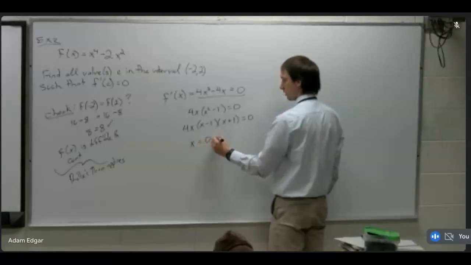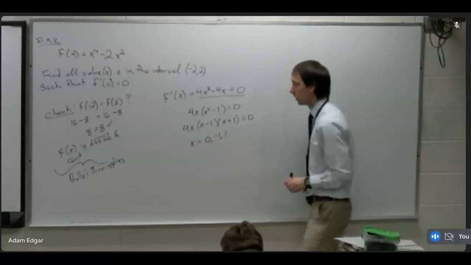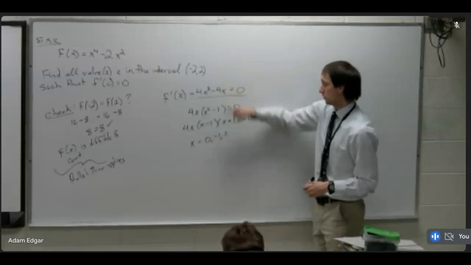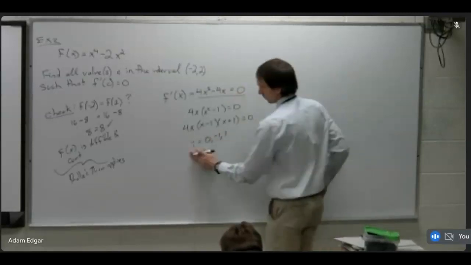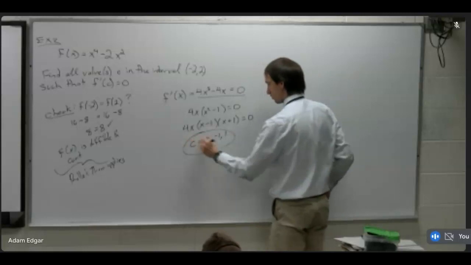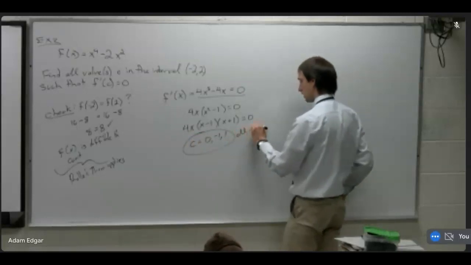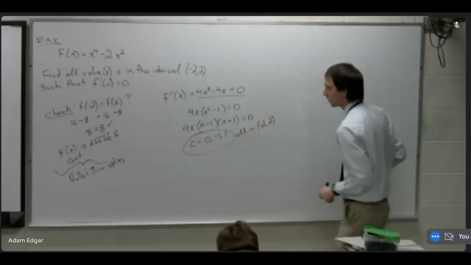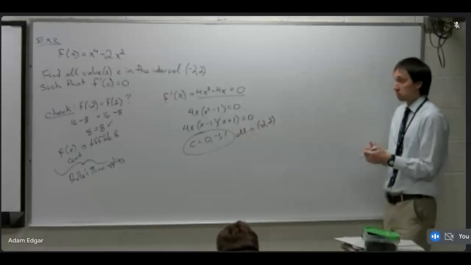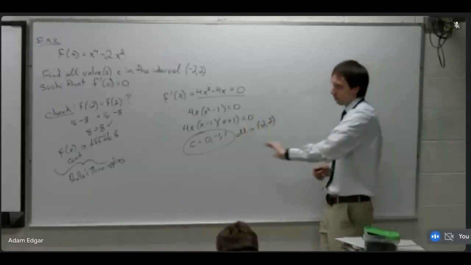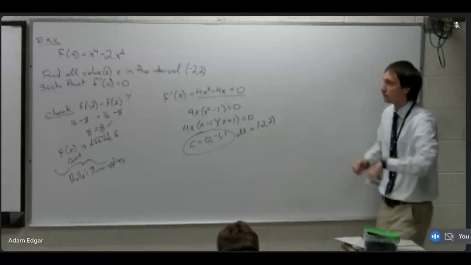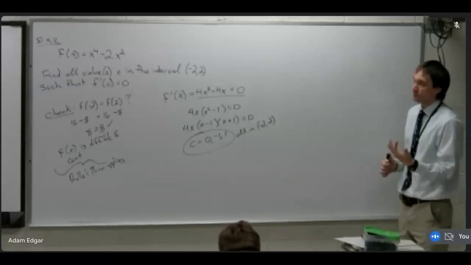0, -1, and 1. Are they all in the interval? Yeah, so they're all c values. They're all c, because they're all in the interval -2 to 2. If any of them were more than 2 or less than -2, you would throw that out and not let it be called c. So you can probably start looking at your homework for tonight.